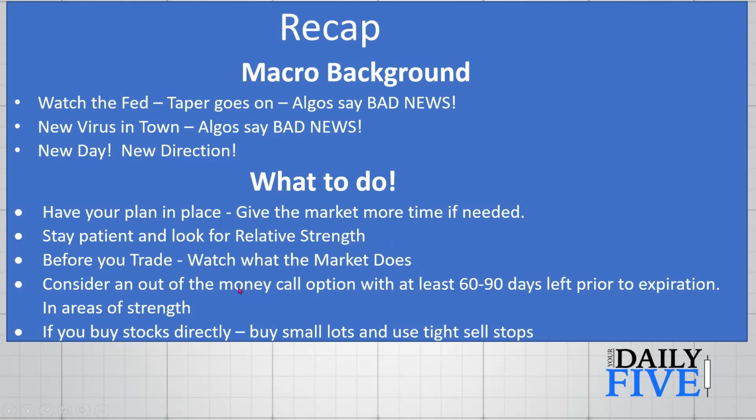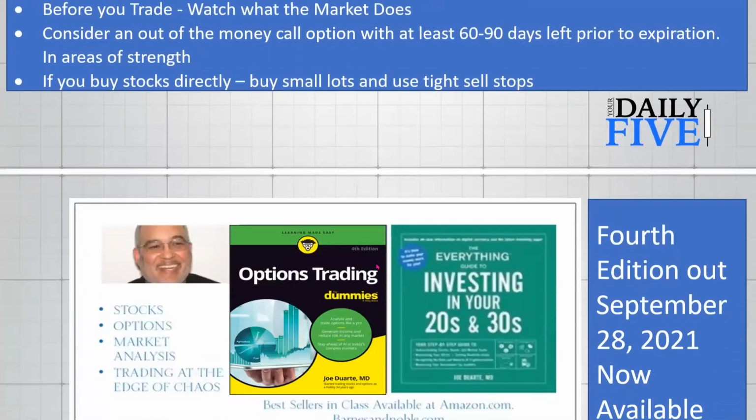However, if you want to go long market, you might want to consider an out of the money call option with at least 60 to 90 days left to expiration in areas of strength. And if you buy stocks directly, you certainly want to buy small lots and use tight sell stops.